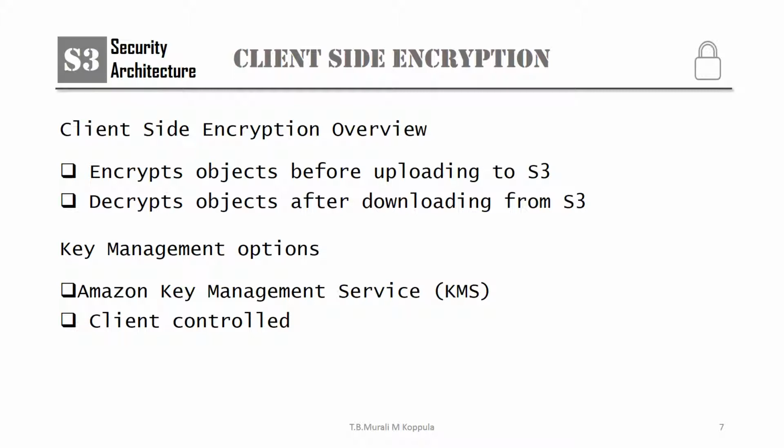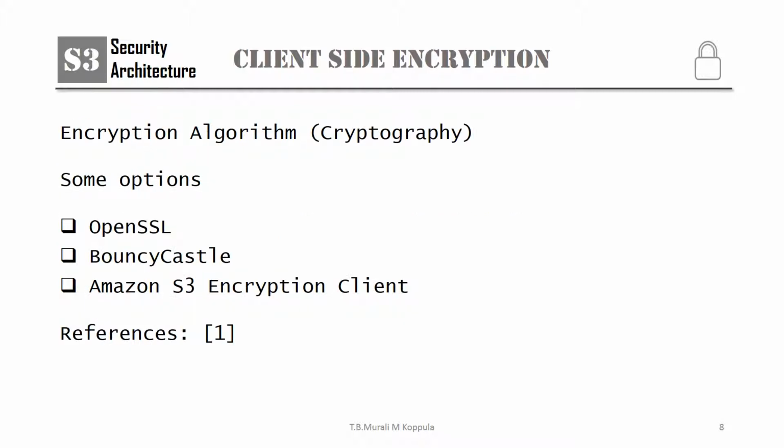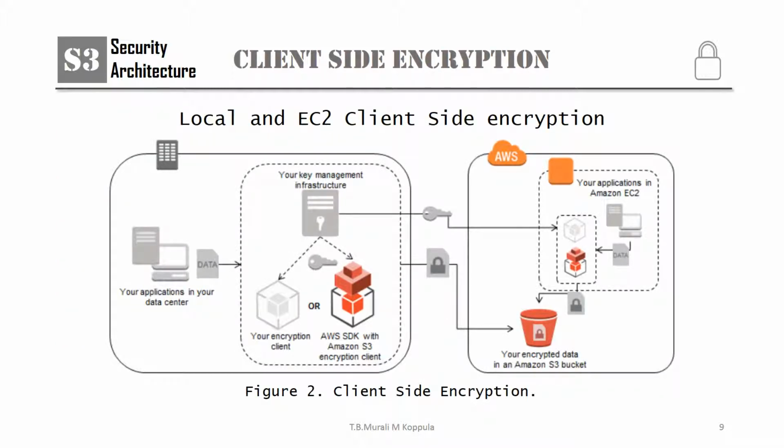There are several options available regarding the tools used to encrypt the data. The open source options are OpenSSL and Bouncy Castle. Amazon AWS includes an encryption client API called S3 Encryption Client. It is available in Java, Ruby, and .NET platforms. It provides both symmetric and asymmetric encryption. Amazon Encryption Client can be used both locally or on an EC2 instance.